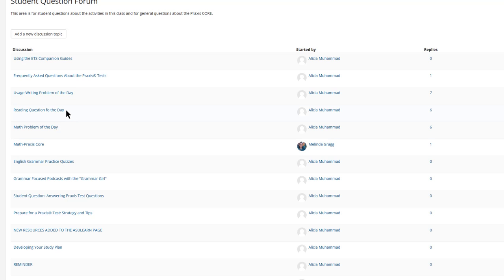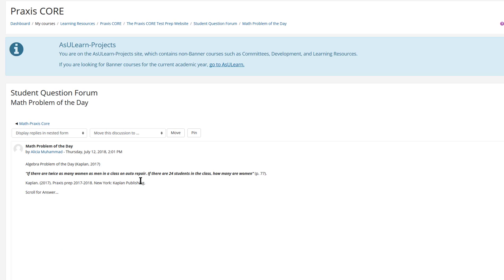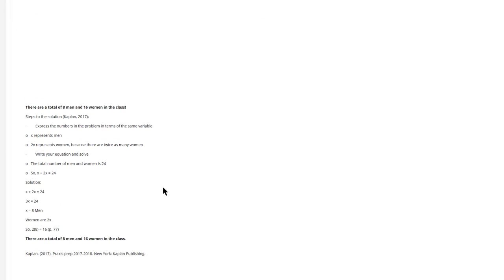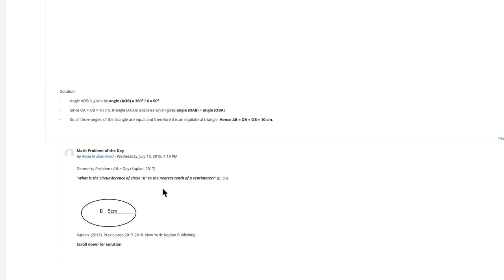We do post a reading, writing, and math problem of the day, so you can go in here. These will be pushed out to your email, and you can work through the problems. These are all aligned with ETS questions. So this is an algebra problem of the day that we pushed out. We'll give you the question, and then you'll have to work it, and if you scroll down, you'll get the answer with the solution. So we have several problems of the day here, as you can see.